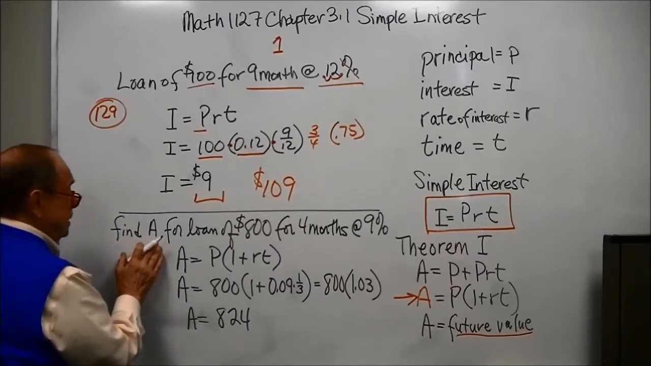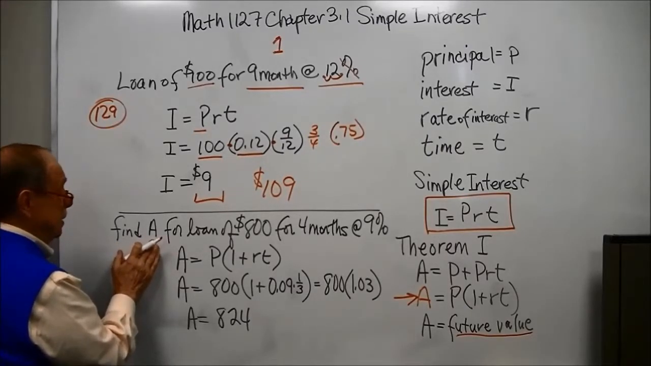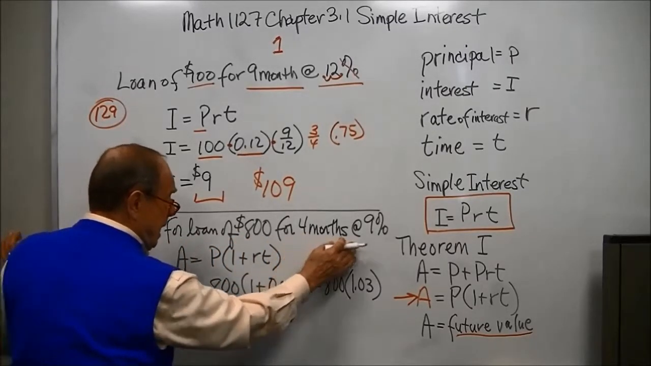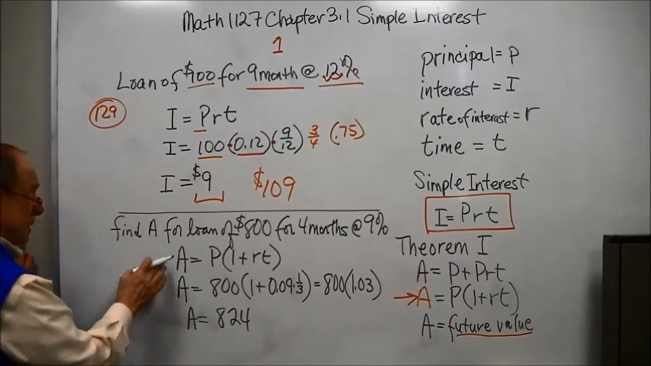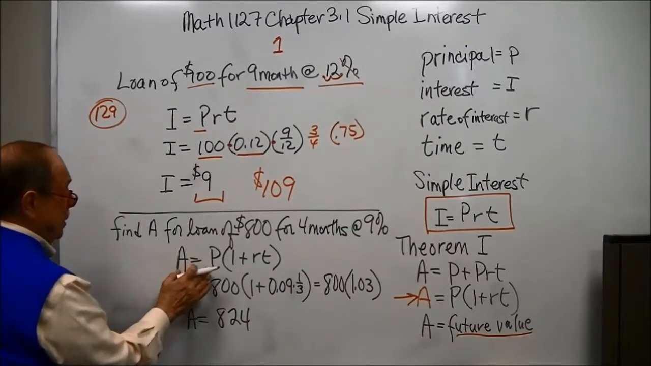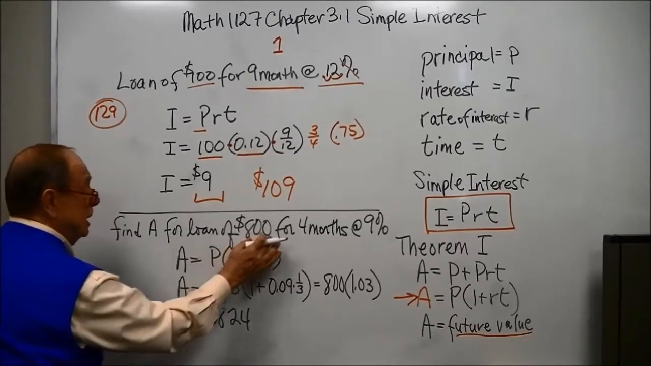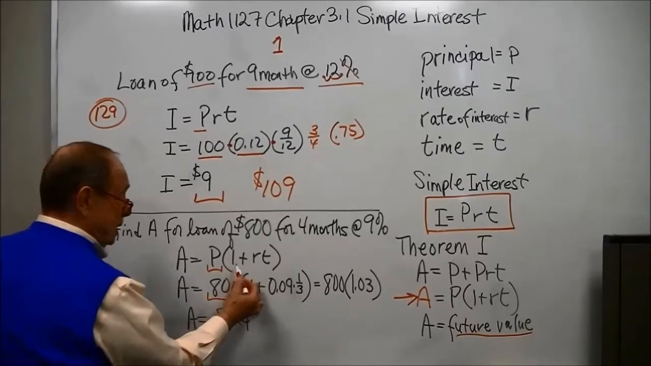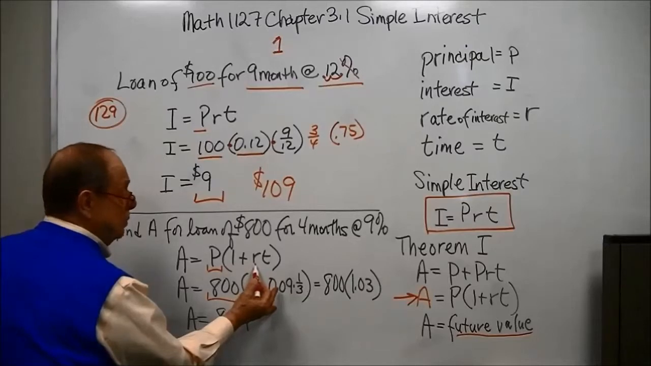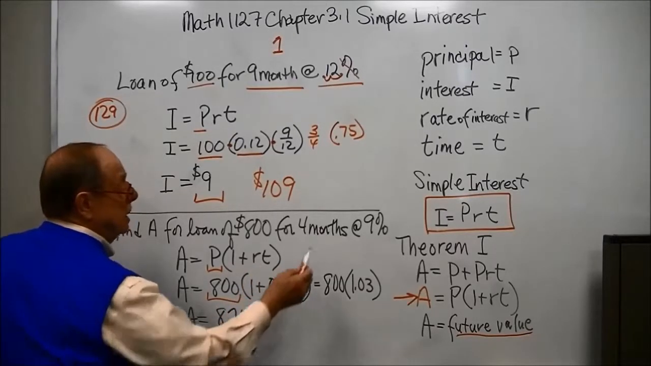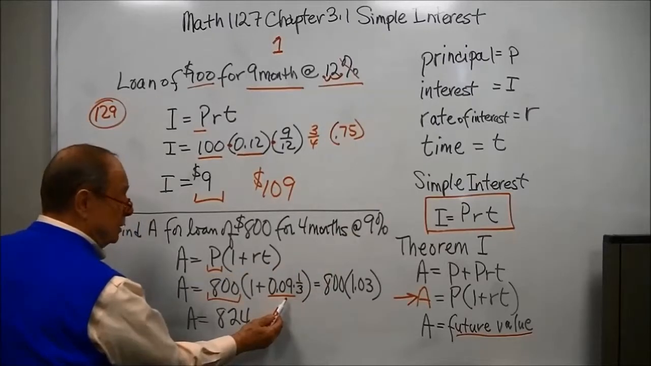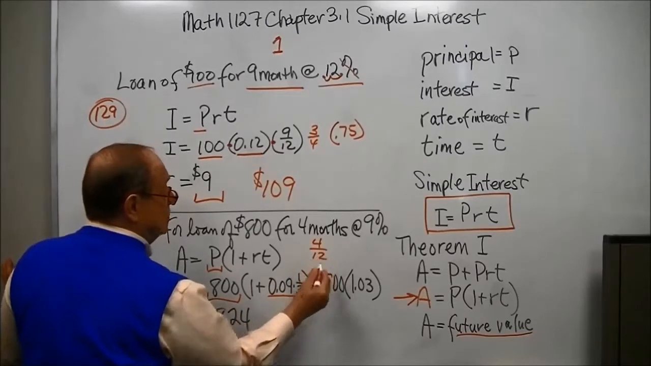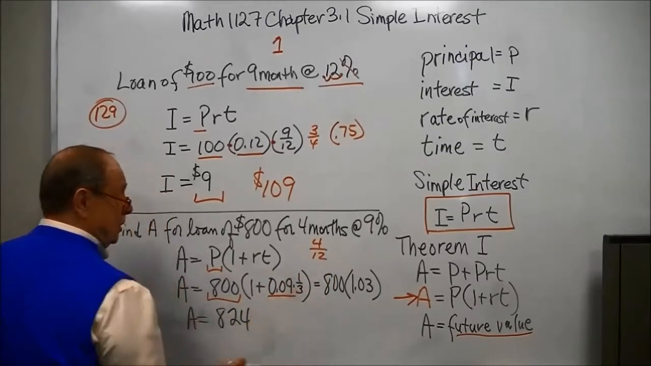Now for this one, it says find the future amount, future value, for a loan of $800 for 4 months at 9%. So we're just solving for A. We know our principal will be 800, so right there we're going to put our 800. The 1 stays there. Now our rate, we know, is 9% that we're going to convert properly to a decimal. And our time is 4 out of 12 months to make it a year, so that's 1/3.